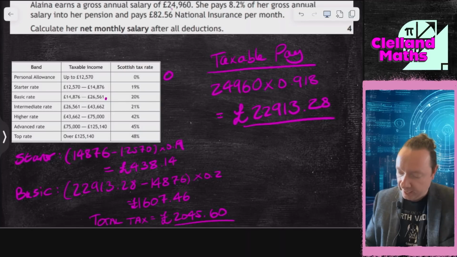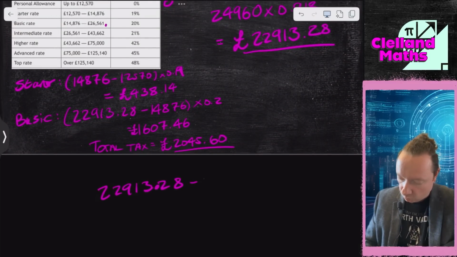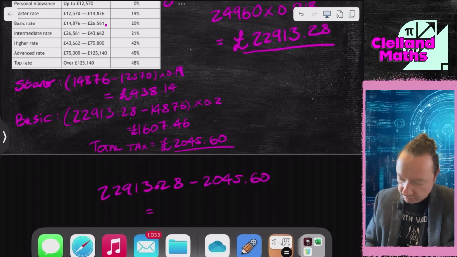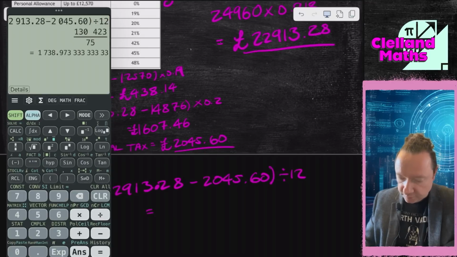So I've already got our taxable pay. So I've already took off the pension. So I can just do £22,913.28 minus my total tax of that. And then divide by 12. Being as efficient as I can by using my calculator's brackets. £1,738.97.